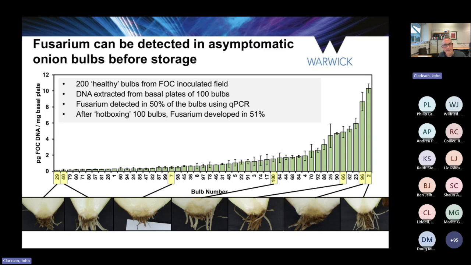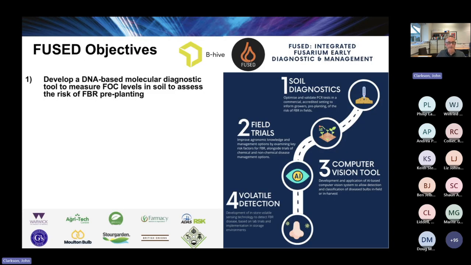But industry-wise, it's probably not practical to do that scale of testing on onion bulbs, given the time scale between harvesting them and putting them into store. So our real focus then became to try and develop this DNA-based molecular diagnostic as a soil test, so to increase the sensitivity. And this is where this FUSED project comes in.